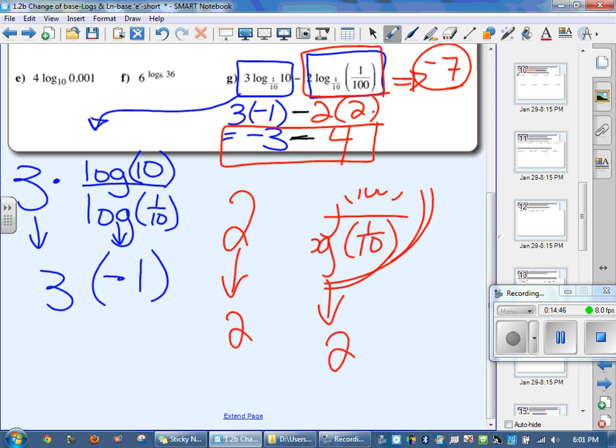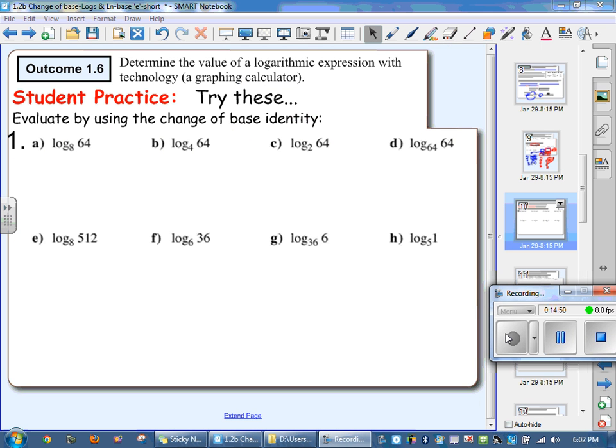The next section is the student practice section. I will give you the answers for these. If you have problems solving these, please come see me and I can give you a hand. Here are the answers.